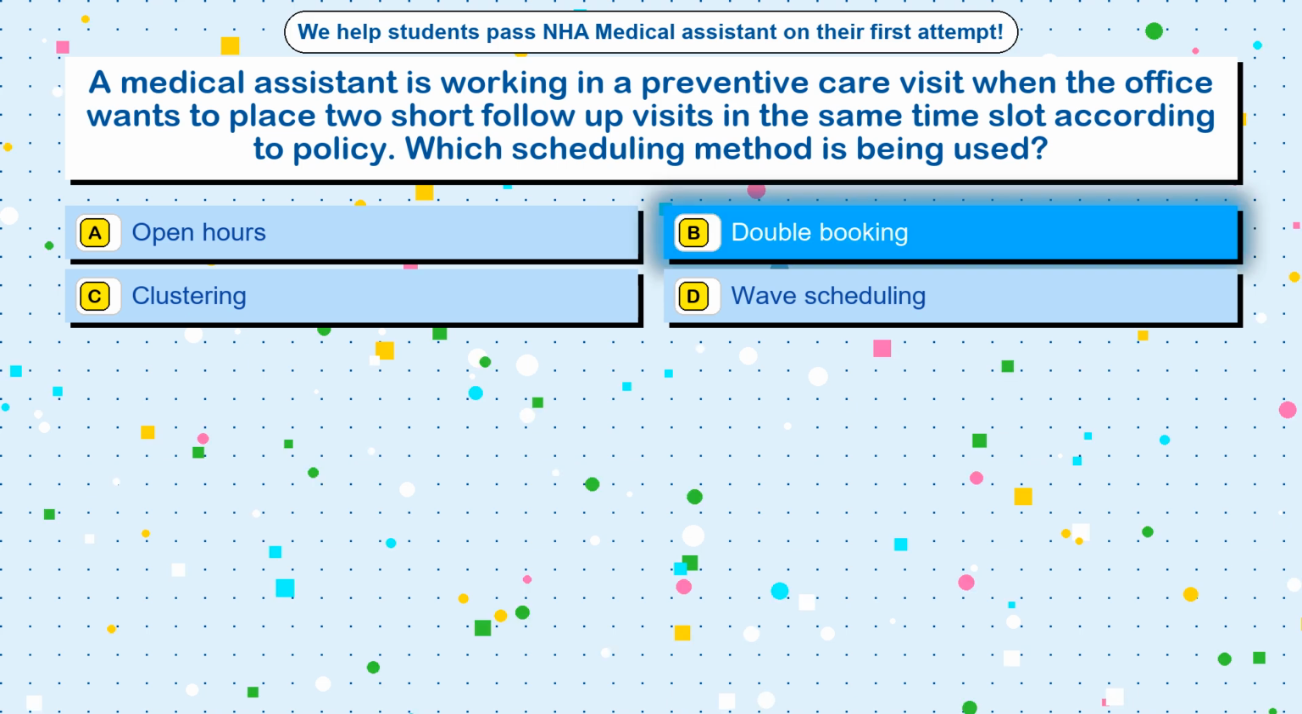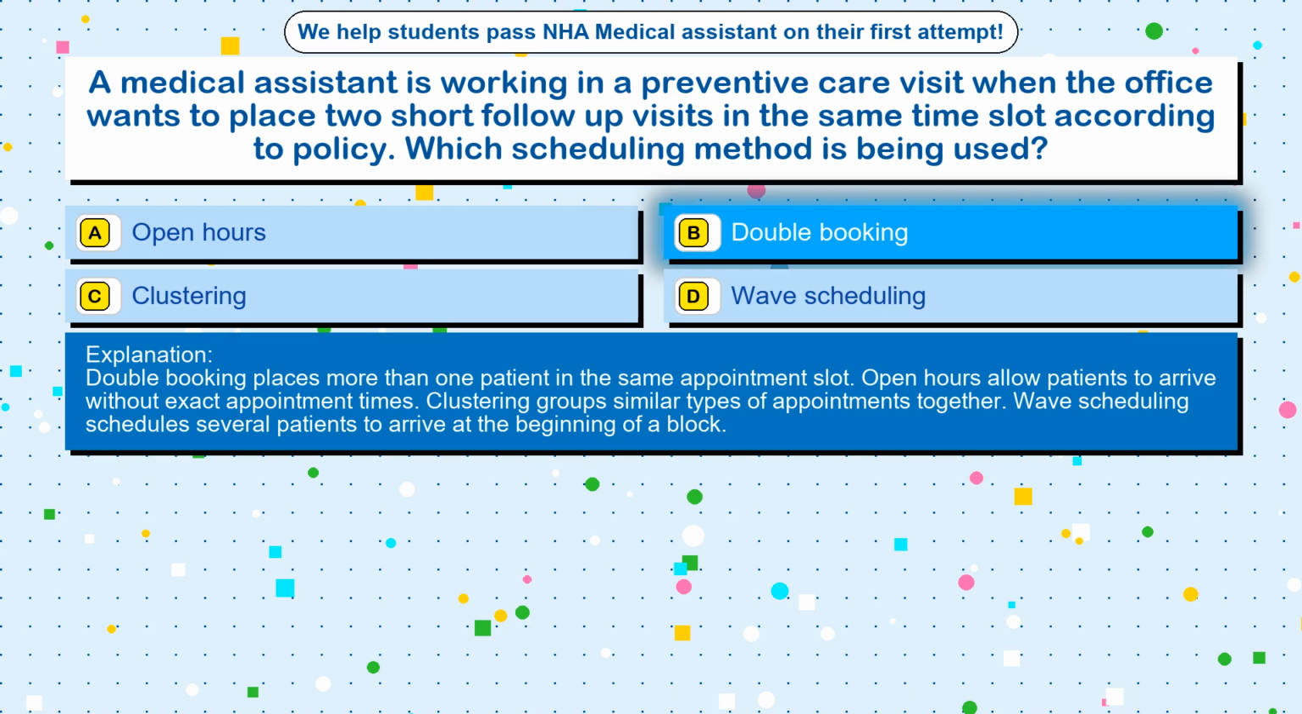The correct answer is option B, double booking. Double booking places more than one patient in the same appointment slot. Open hours allow patients to arrive without exact appointment times. Clustering groups similar types of appointments together. Wave scheduling schedules several patients to arrive at the beginning of a block.